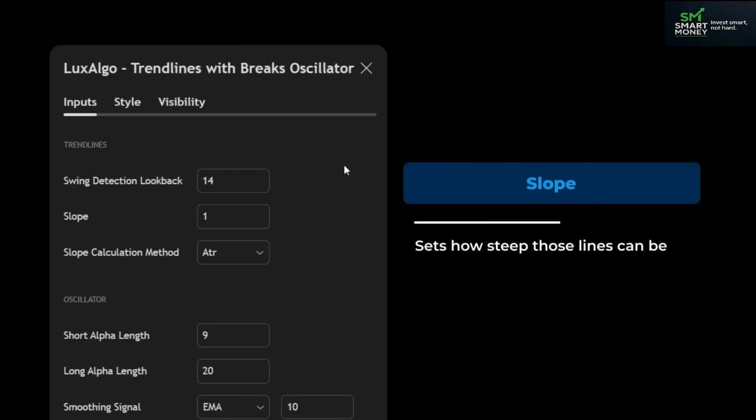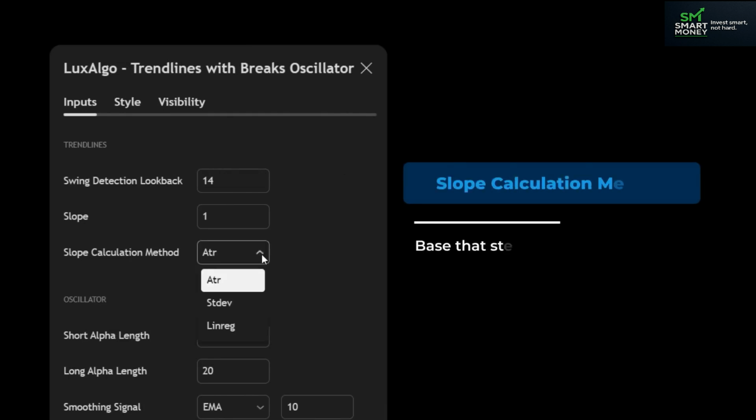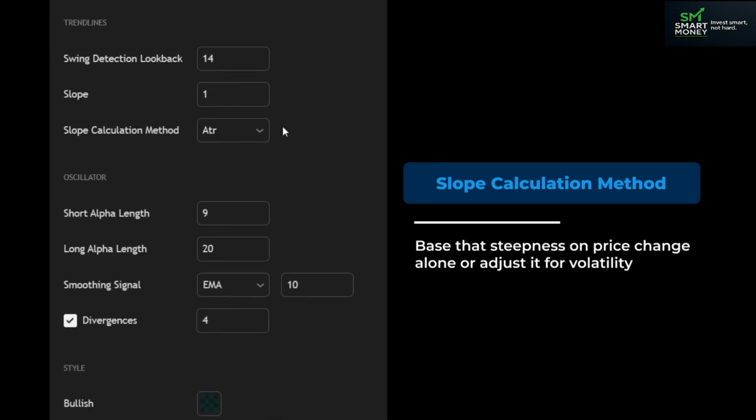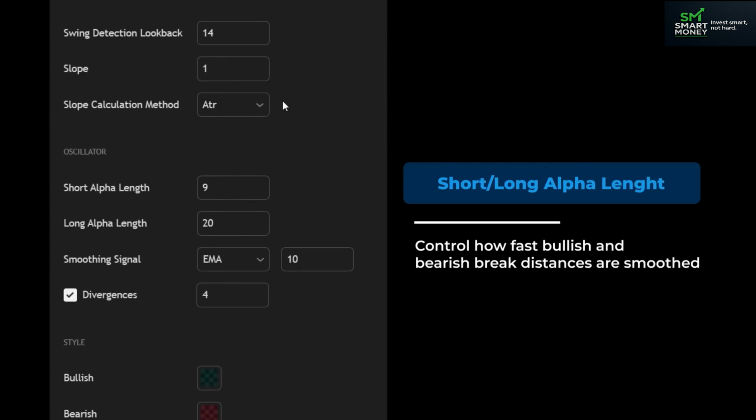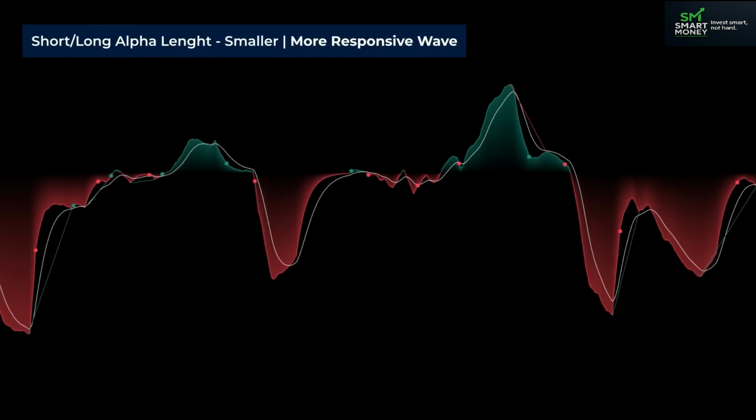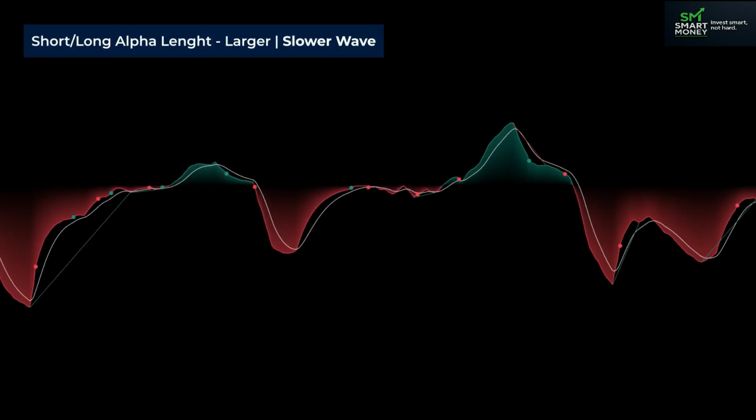The slope input sets how steep those lines can be, and the slope calculation method lets you base that steepness on price change alone or adjust it for volatility with tools like ATR. Under Oscillator, short alpha length and long alpha length control how fast bullish and bearish break distances are smoothed. Smaller alphas make the wave more responsive. Larger alphas slow it down and are better for higher timeframe bias.